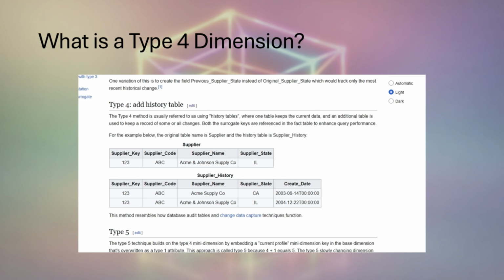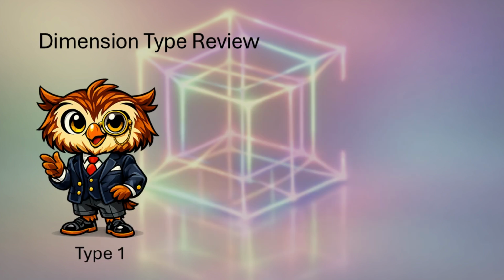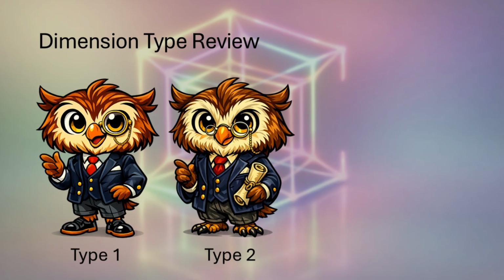Okay, so let's do a quick review of the basic slowly changing dimensions. Type 1 keeps current data only. It's compact, immediate, and simple.